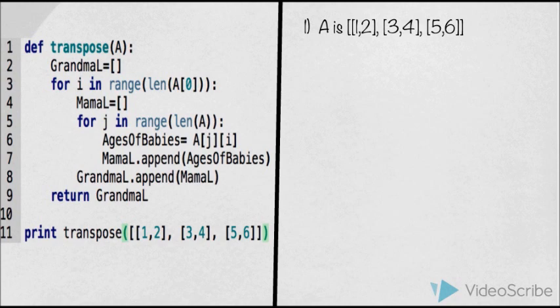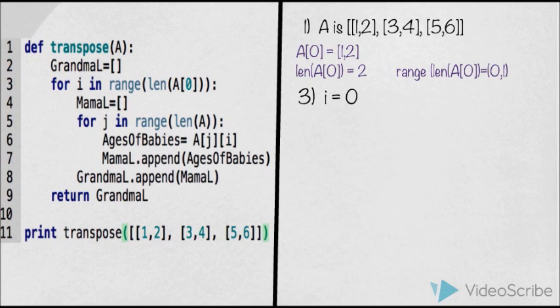For i in range(len(A[0])). A[0] is a list of 1 and 2, so len(A[0]) is 2. Notice that 2 is the number of mamas in the family. Next, the range is from 0 to 1.